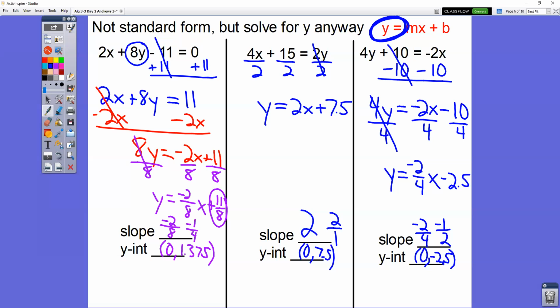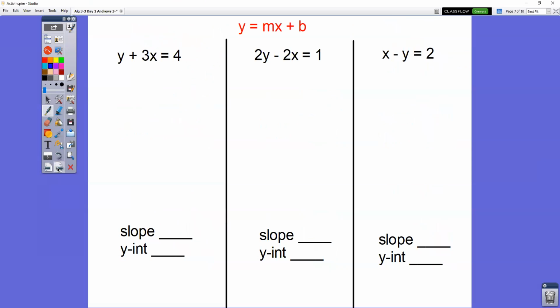Take a look at the next one. This next one goes by very, very quickly. You have a y that's all by itself. So all we need to do is get rid of that plus 3x by doing minus 3x and minus 3x. 4 minus 3x, all I need to do is switch around the order, and bam, there's your answer.